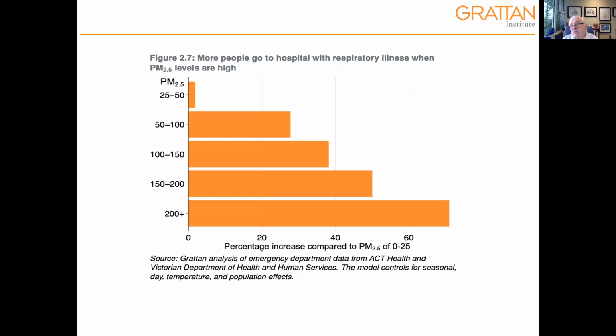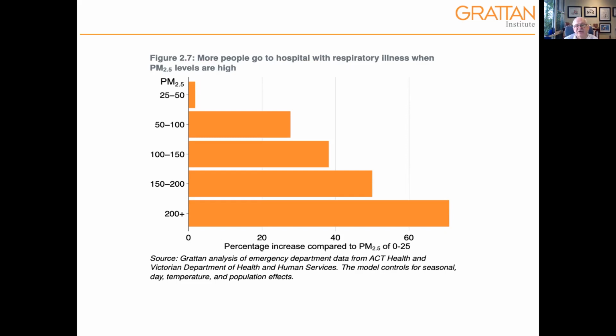Then we got the hospital emergency department data set from the ACT and Victoria, and we were interested in the issue of climate change. And this came from our report on climate change last year. And so what we did was we got all of the hospital emergency department data and the air quality data, and we matched them together, and we were able to look at what was the impact on emergency department admissions given the air quality around.